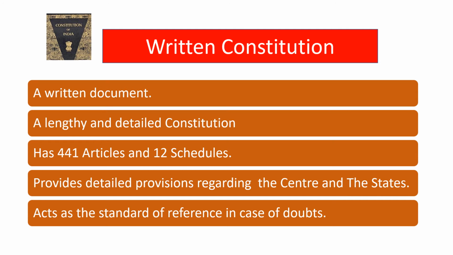The most important requirement in a federal system is a written constitution. Indian Constitution is a written constitution. It is a lengthy and detailed document. Today, after so many amendments, it has 441 articles and 12 schedules. Being a federal constitution, it has provided for detailed provisions regarding center and the state relationship in order to avoid any uncertainty and confusion regarding their respective powers.